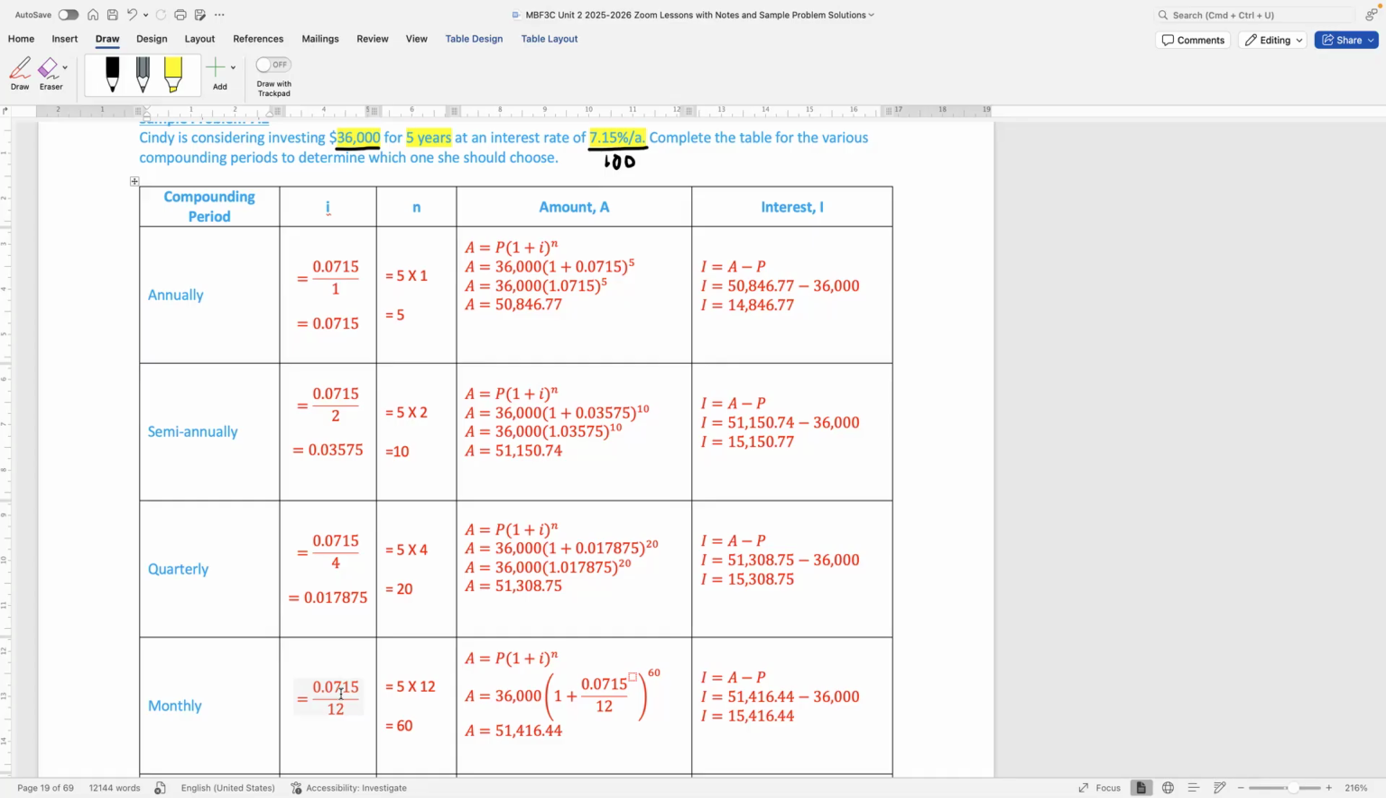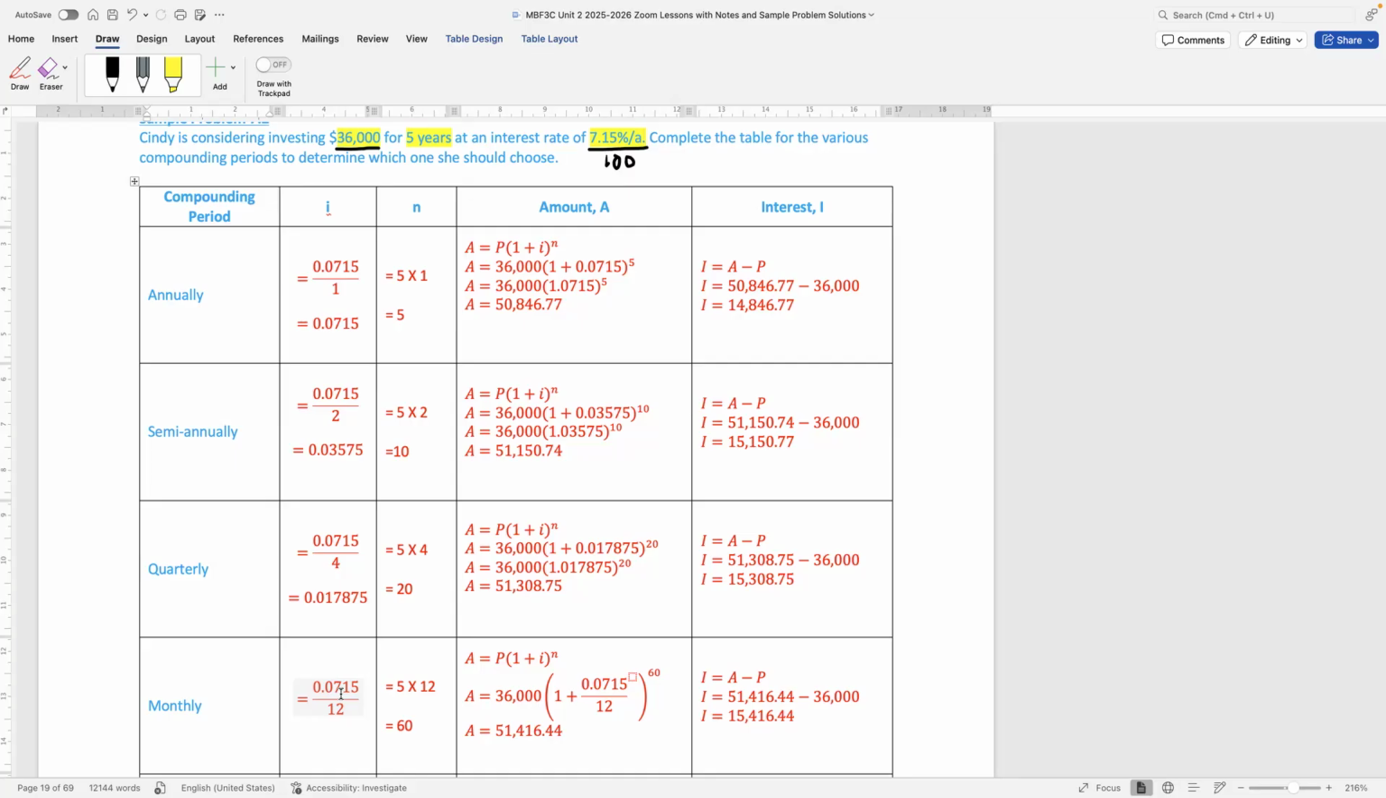5 years times 12 times per year gives us 60 compounding periods. So now let's do the math. We put all those numbers into the formula A equals P times 1 plus I to the power of N. We've already done the 0.0715 divided by 12. Now we're still inside of the bracket, so we do the plus 1. Then we need to do the exponent 60.